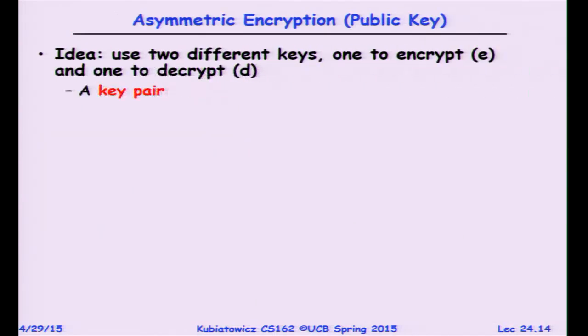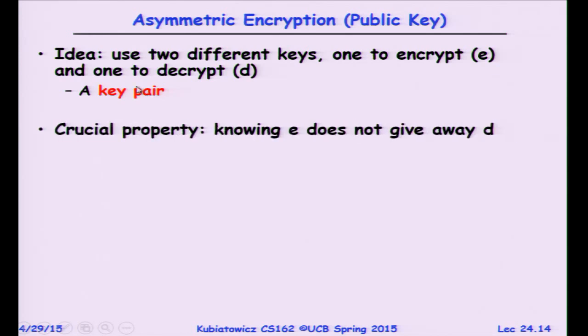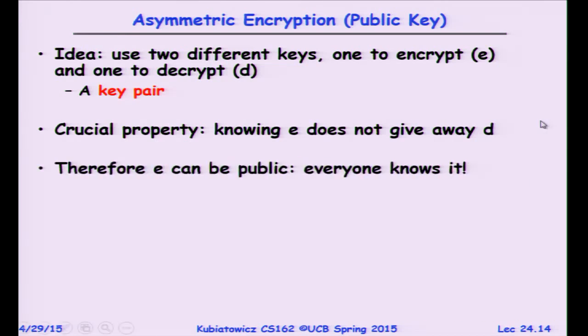Now, we can't talk about these mechanisms without talking about asymmetric encryption, or public key. So the idea here is there's two keys, one to encrypt and one to decrypt. We'll call them key E and key D. It's basically a key pair. And the crucial property is that knowing E does not give away D. What's interesting about public key encryption, by the way, is that this is probably the thing that most advanced cryptography ever was basically coming up with these public key systems. And because we know E doesn't give away D, we can give E to anybody. We can make it public.